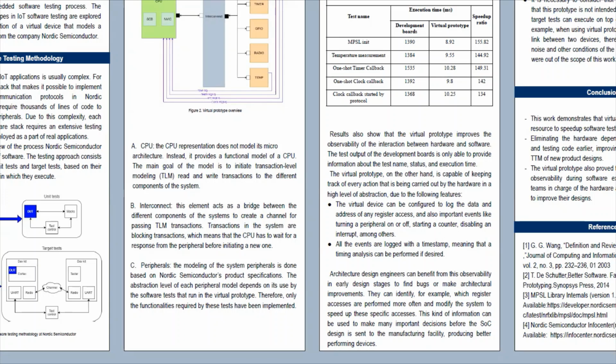In addition to that, the observability is also beneficial to the architecture design engineers in the early stages of the design, allowing them to find bugs and make architecture improvements. For example, this could be used to identify if a certain register is being accessed frequently, and based on that, the system could be modified to provide better performance.